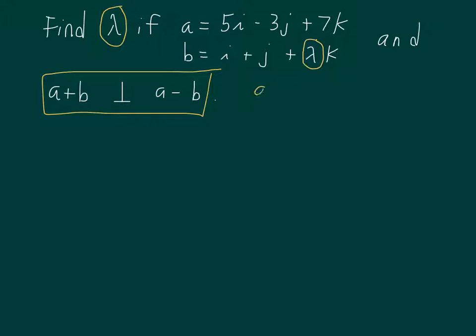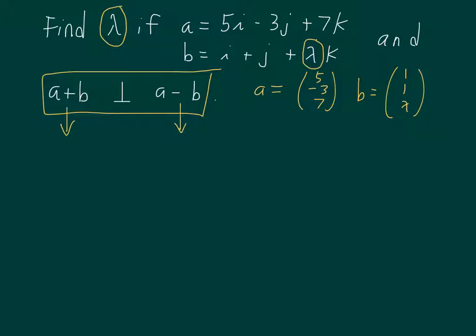So what I suggest you do, just like I told you before, is rewrite this into component form. So there's our a, which would be 5, negative 3, 7, and our b has components 1, 1, and lambda, which is what we're trying to find. So we are given the fact that a plus b and a minus b are perpendicular. So before we think about their scalar product equaling 0, we need to find a plus b.